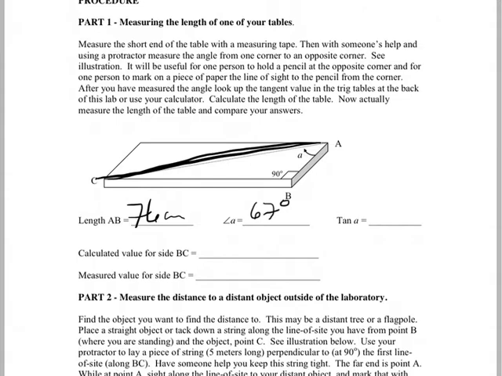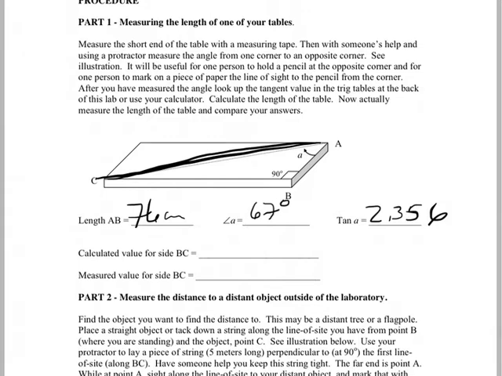So now I can look up either on a calculator, or the last page of this lab is a tangent, a trig table. And I figure out what the tangent of 67 degrees is. Make sure your calculator's in degrees. And for me, the tangent of 67 degrees was 2.356.